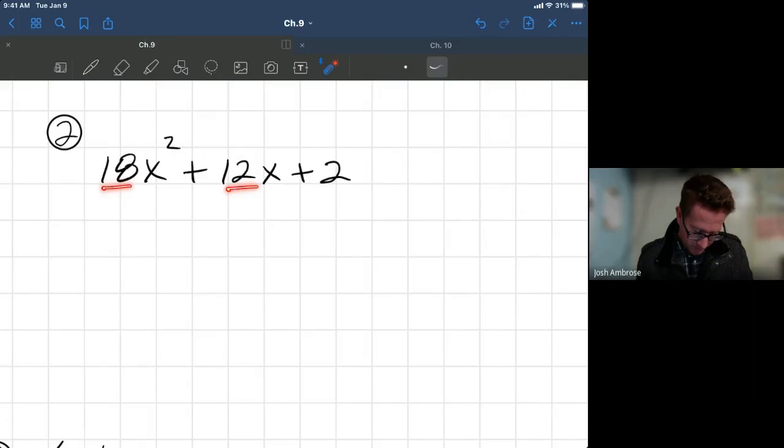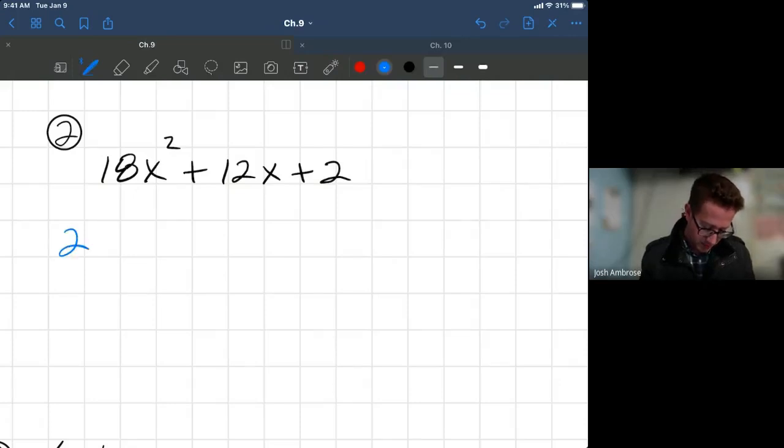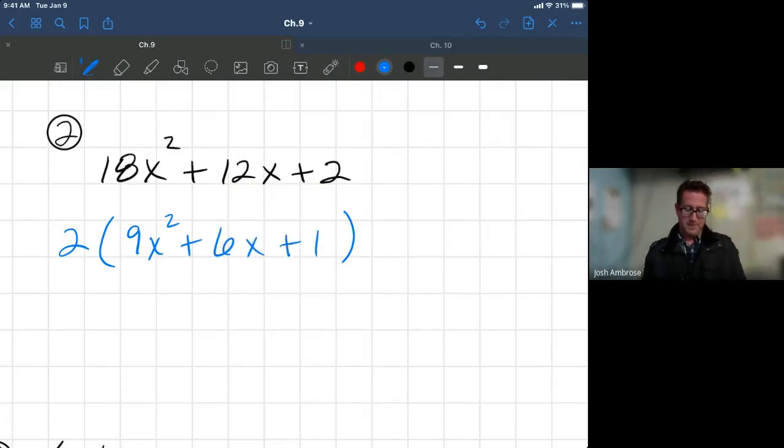Here's what I'm talking about. 18, 12, and 2 all share a number. What number is that? The number 2. If we factor out a 2, this becomes 9x squared plus 6x plus 1.